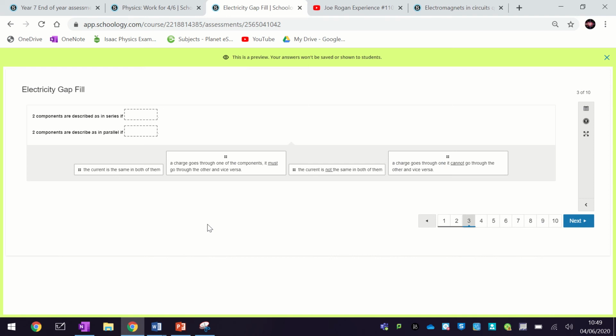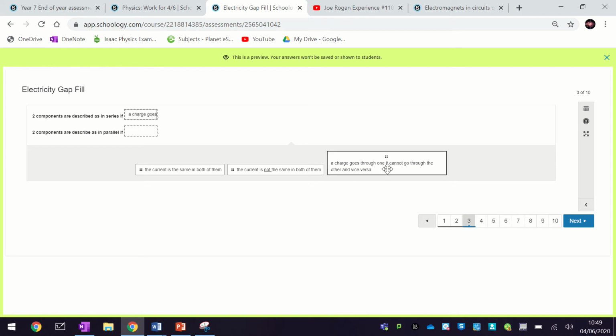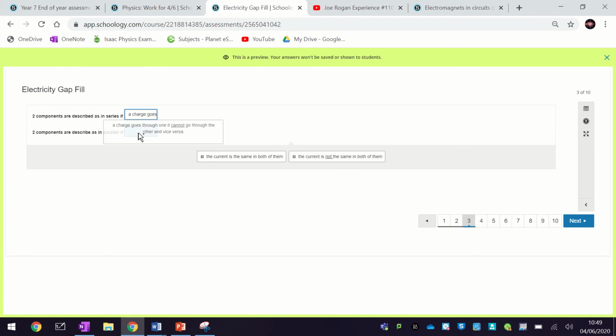Okay, so again, just definitions and descriptions that you have to know. So two components are in series if a charge goes through one of the components and it must go through the other, and vice versa. So you can get situations where every charge that goes through one goes through the other, but it doesn't work the other way around. It has to work both ways. If they're in parallel, a charge cannot go through both. It must pick either one or the other.